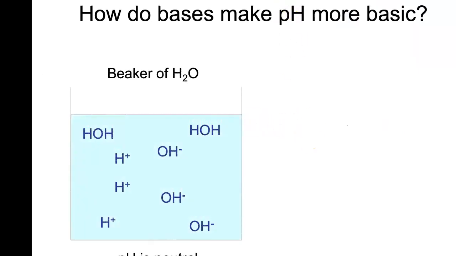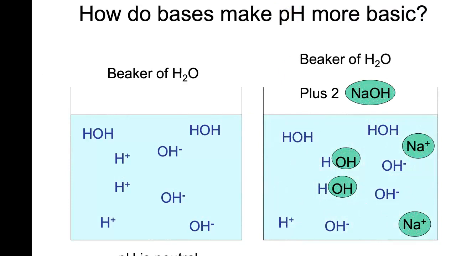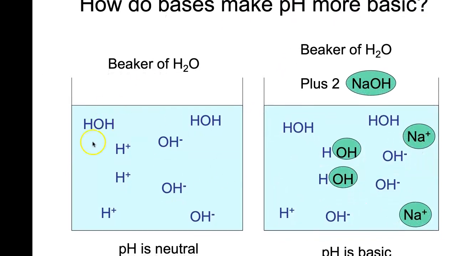So how do bases make pH more basic? Let's think about this. Here's our beaker of water. Our pH is neutral. Why? Because we have balancing of these charges, okay? When you add NaOH, though, the NaOH is going to combine with some of these hydrogen ions, essentially removing them from the solution, and now you have a decrease in acidity, which is an increase in pH.